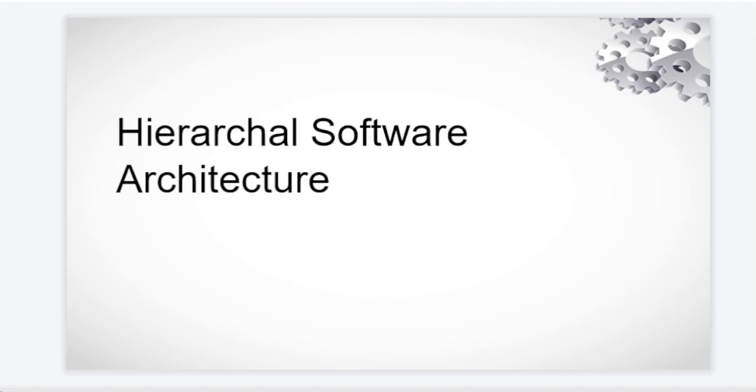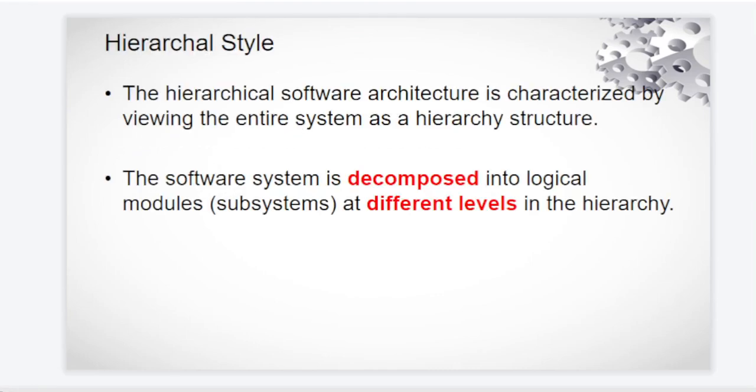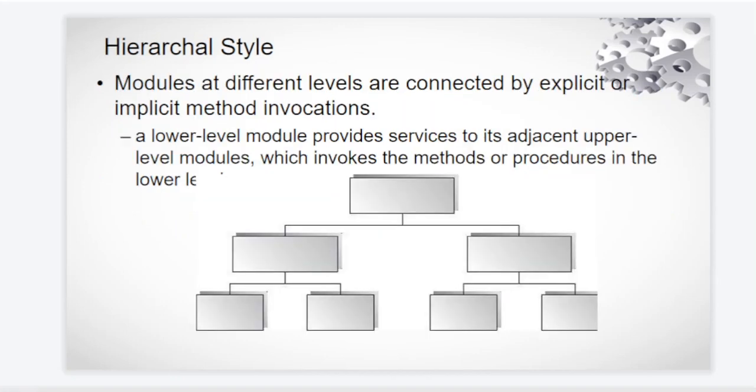Next is hierarchical software architecture. Hierarchical style. The hierarchical software architecture is centralized by viewing the entire system as a hierarchy structure. The software system is decomposed into logical modules or subsystems at different levels in the hierarchy. Modules at different levels are connected by explicit or implicit method invocations. A lower level module provides service to its adjacent upper level modules, which invoke the methods or procedures in the lower level.